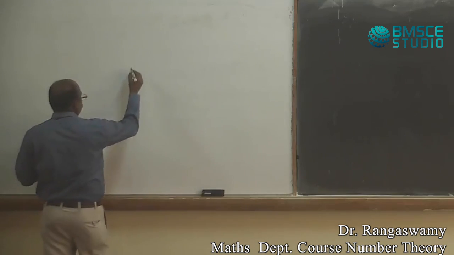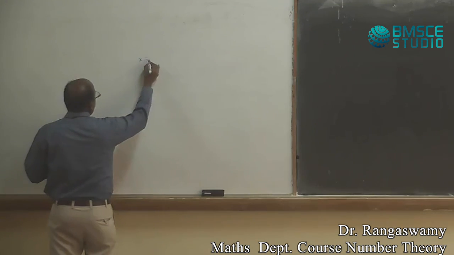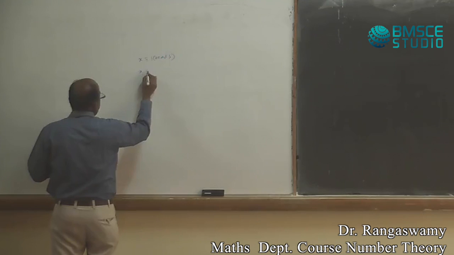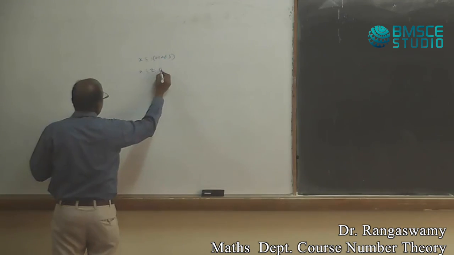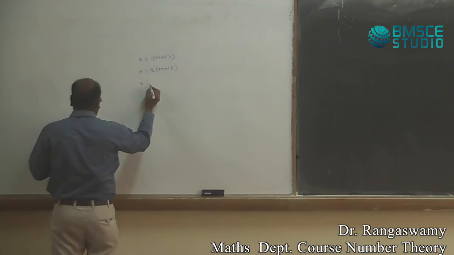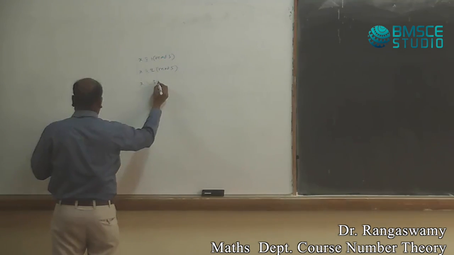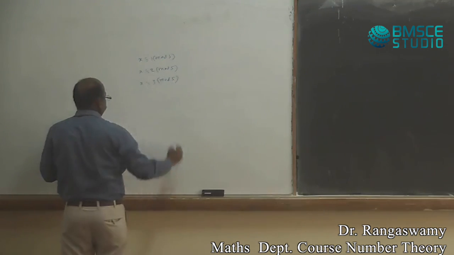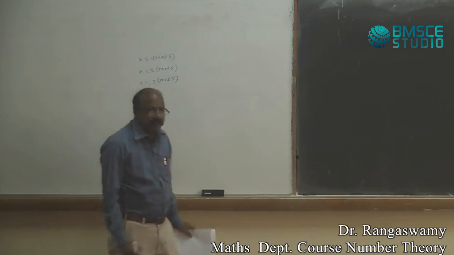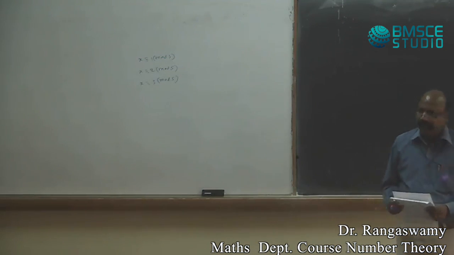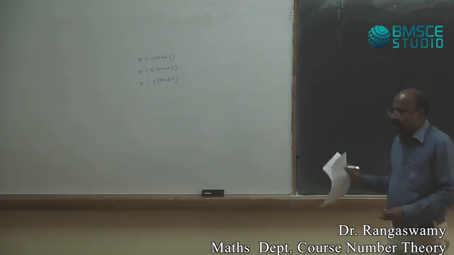Problems like x congruent to 1 mod 3, x congruent to 2 mod 4, x congruent to 3 mod 5 are called simultaneous congruences. You can solve them using the Chinese remainder theorem. That has a lot of applications.